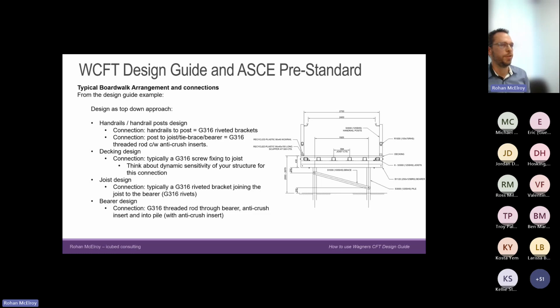So just as a bit of a rundown in terms of typical connection detailing, again, we'll stick on the boardwalk procedure. This is taken from the design manual as well. When we look at boardwalks, we do a top-down approach. We'll design the handrails and then the connection to the joists and the bearers, and look at the decking connection as well. Generally, all the connections on these types of structures are grade 316 stainless steel. There's riveted brackets, and there's basically bolted connections with inserts.